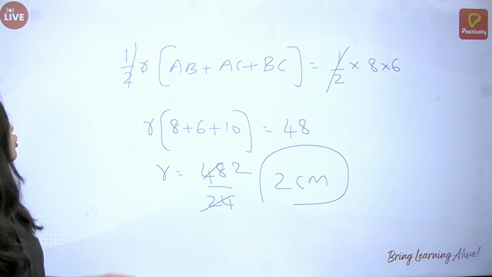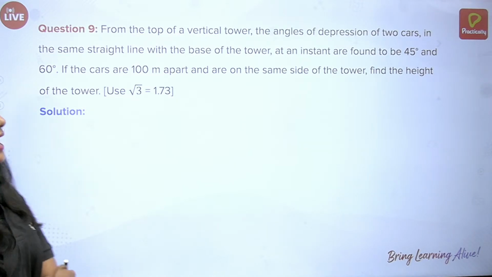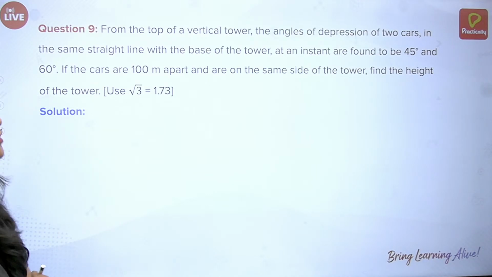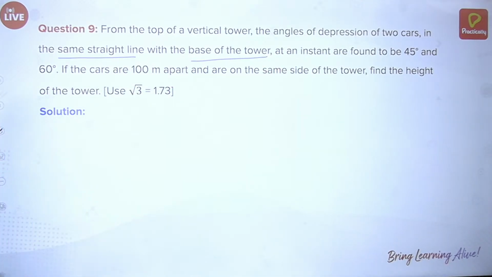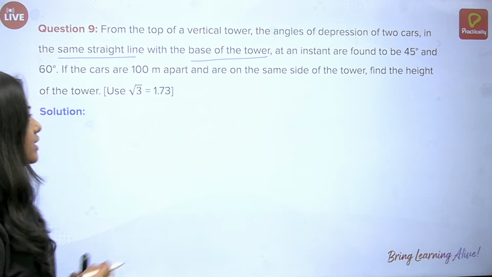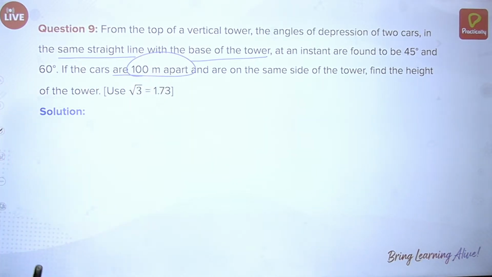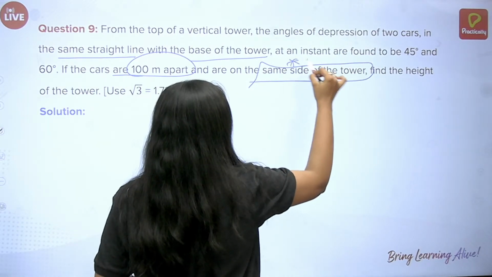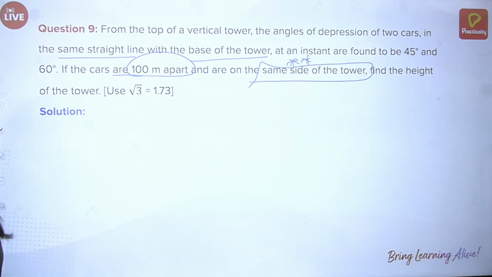Alright. Let me go to the next question. From the top of a vertical tower, the angles of depression of two cars in the same straight line with the base of the tower at an instant are found to be 45 degrees and 60 degrees. If the cars are 100 meters apart and are on the same side of the tower, again, very important part of the question. Find the height of the tower.